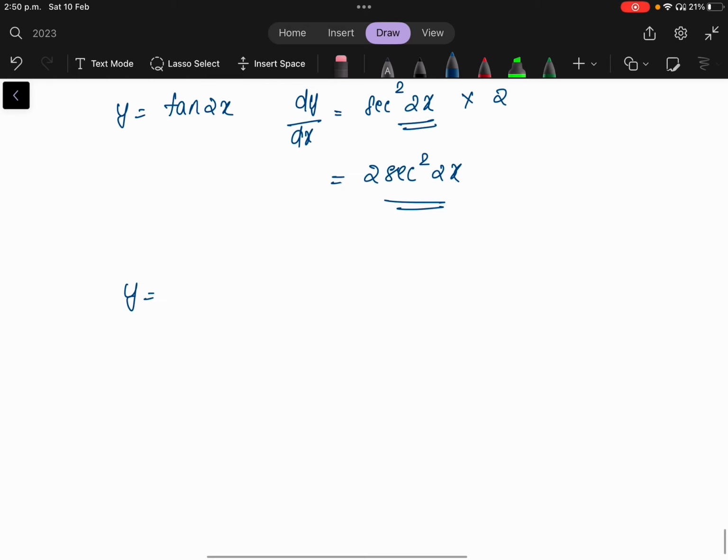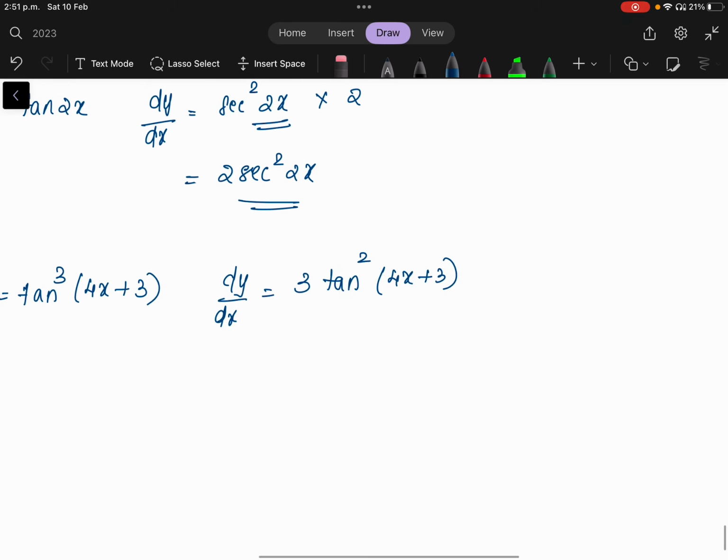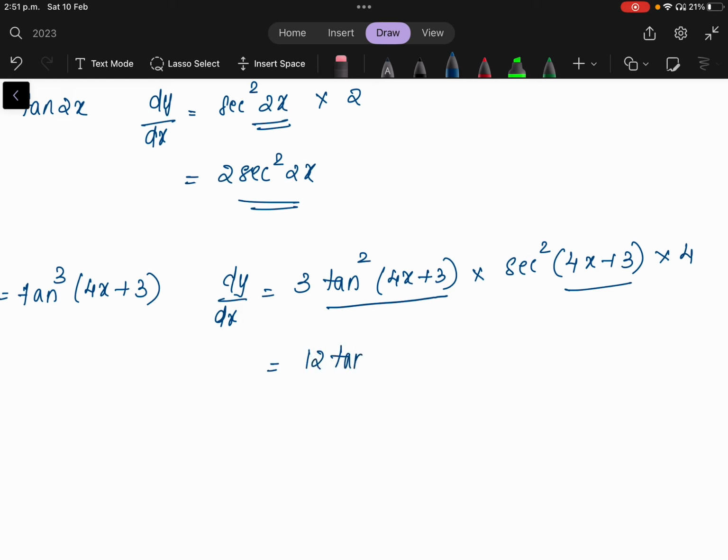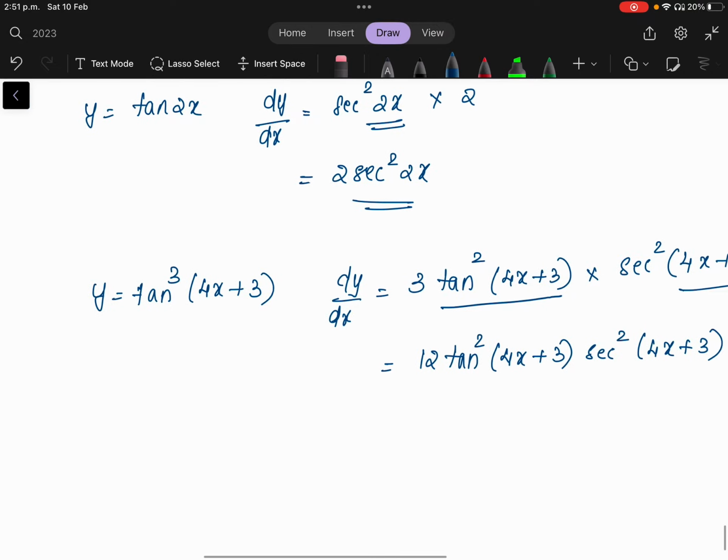Another question, y is equal to tan cube of 4x plus 3. dy over dx is equal to 3 tan square of 4x plus 3. Differentiate this again, so that is sec square of 4x plus 3. Differentiate this again, which is 4. So it will be 12 tan square of 4x plus 3 times sec square of 4x plus 3. Hope you got this. Hope you are able to understand what I am doing.